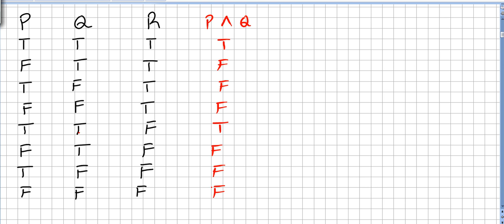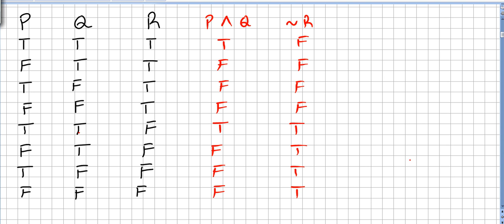Okay, let us make a table for not R. So this one is true, so this one will be false, right? True, so this one will be false. True, this one will be false. False, false, false, false, false. So here, true, true, true, true.